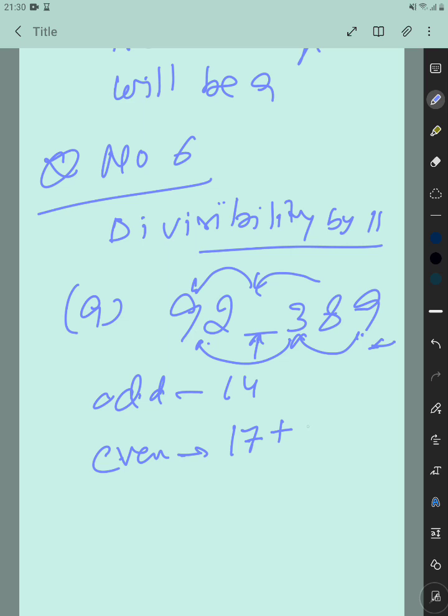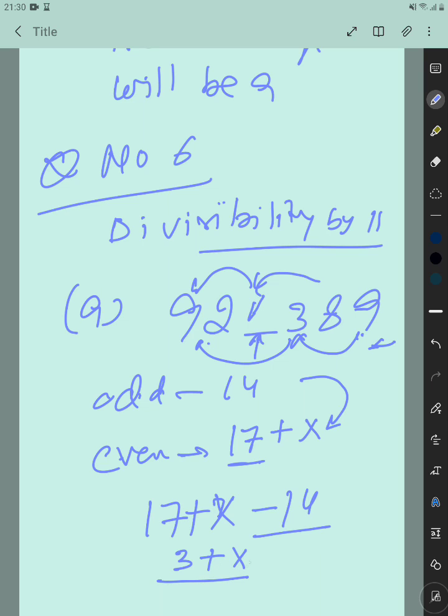Suppose we take the blank space as x. Now we need to find the difference of the odd and even places. If the difference is 0 or 11 or a multiple of 11, then only it can be divisible by 11. And that will be the unit digit because only one place is left. So if we subtract both, 17 plus x minus 14, here it will be 3 plus x.